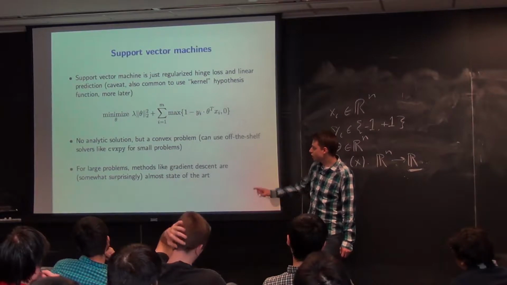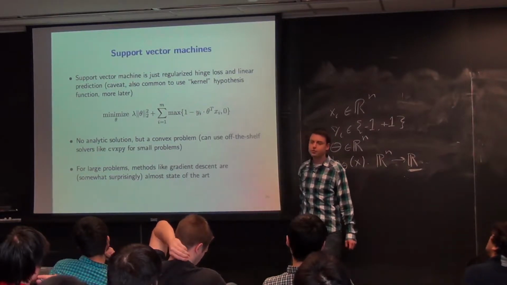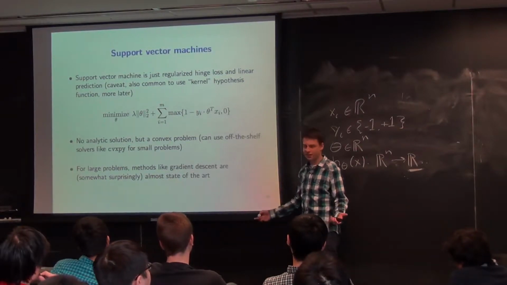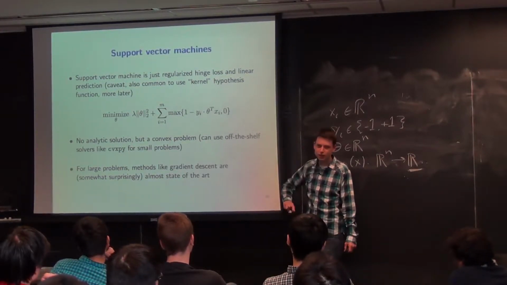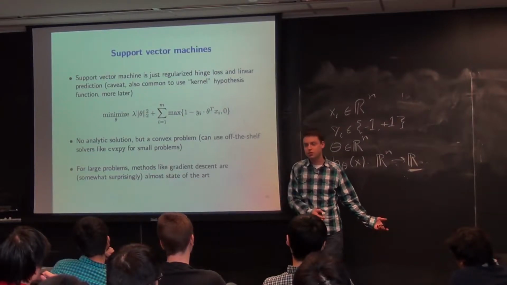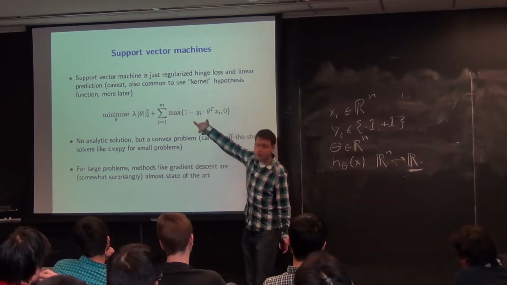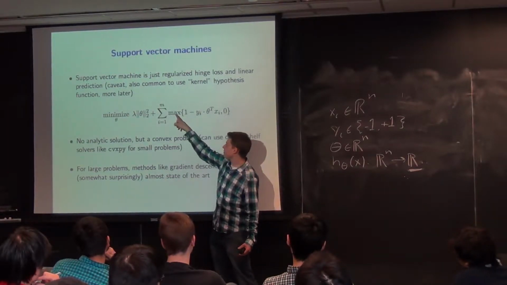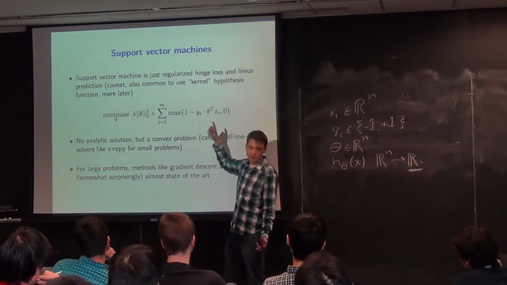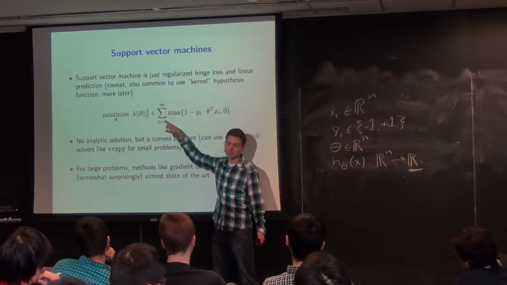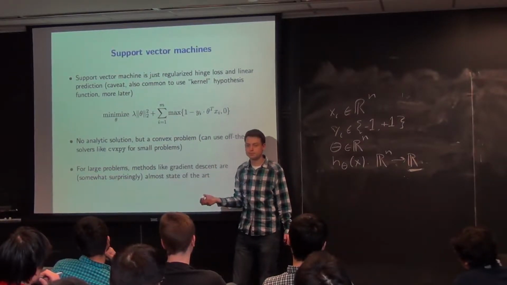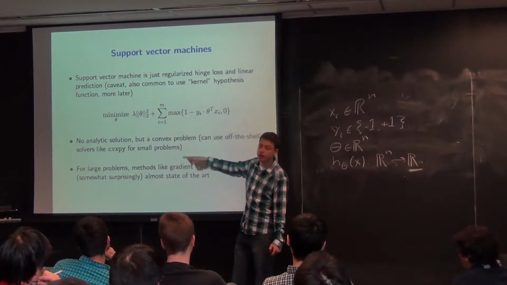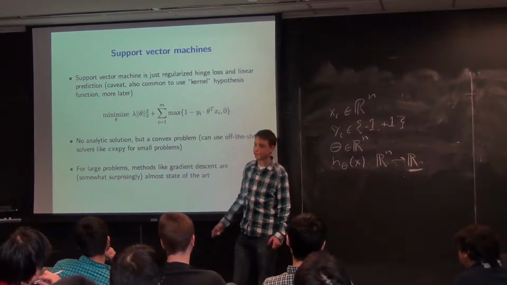Now, this problem, unlike least squares, will not have an analytic solution. Least squares is the only case that actually has an analytic solution. But just like the other problems, this is a convex problem. This term is linear, it's a max of a linear function and 0, which is convex too, and it's the sum of these convex functions, so it's all convex. No analytic solution, but we could plug it into CVXPY and solve it.